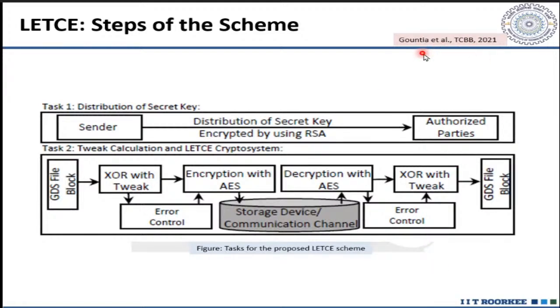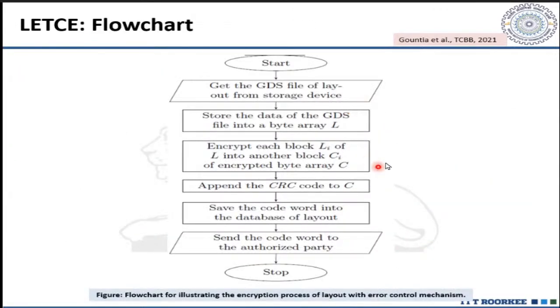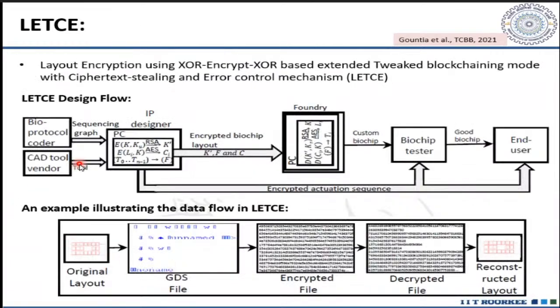My PhD student published this paper this year in the Transactions on Computational Biology and Bioinformatics. In that paper, he talked about this chip layout encryption, so basically GDS2 file encryption. You can see here that the bioprotocol coder and the CAD tool vendor both are working with this IP designer, and they are communicating this information. One is giving the software tool for designing the chip layout from the sequencing graph, and they are encrypting this IP. This is intellectual property, basically the chip layout and the actuation sequence.